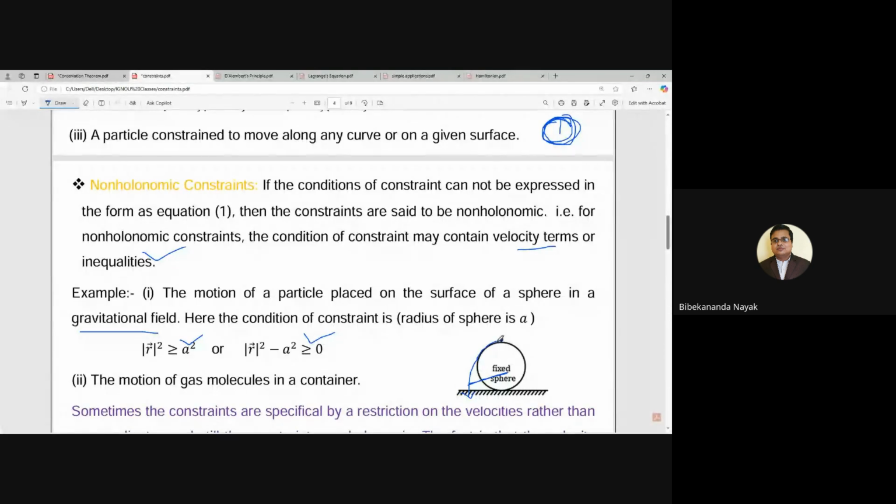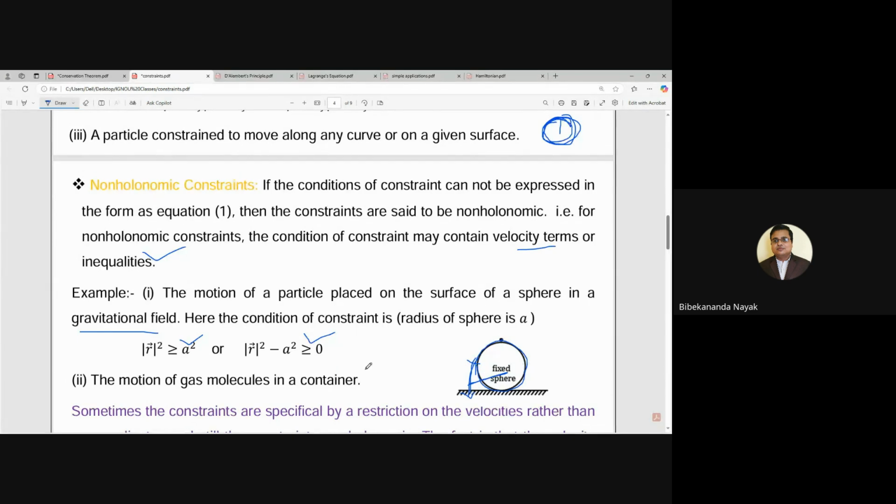But if an ant is moving on the surface of a sphere, then the ant cannot fall down. It will move on this surface. So it is a holonomic system. But if it is a stone, or generally in the gravitational field, gravitational field means when it comes here, it will fall down due to gravity.